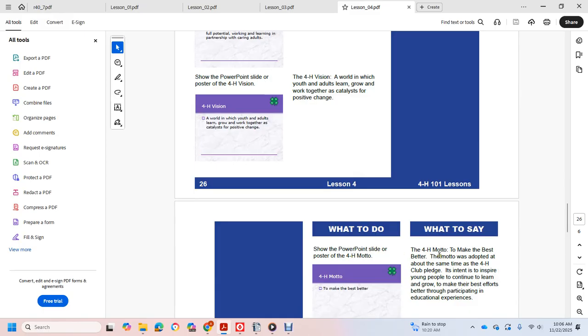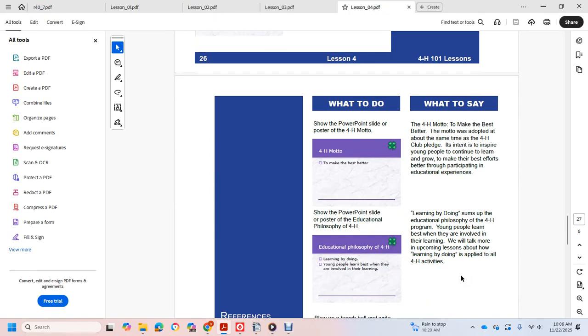Show the PowerPoint slide poster of the 4-H motto. The 4-H motto: to make the best better. To make the best better. The motto was adopted about the same time as the 4-H club pledge and was intended to inspire young people to continue learning and growing, to make their best efforts better through participation and educational experience.